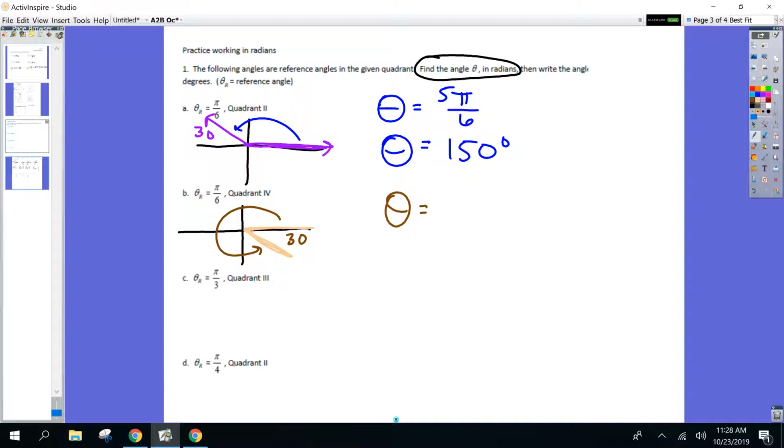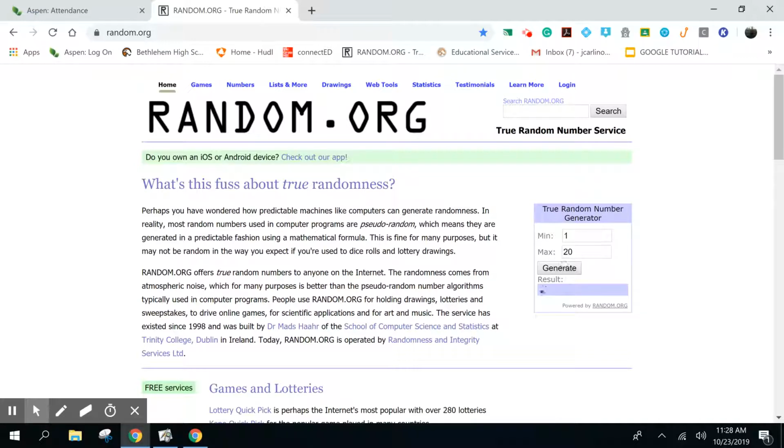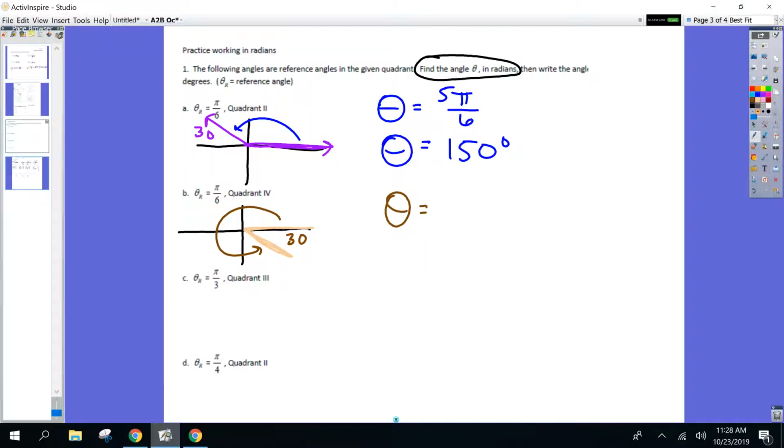Remember, you're in quadrant 4. So you have to at least give me an angle between 270 and 360. Have to. All right, because that's what quadrant 4 angles are, between 270 and 360. I know that's 30, so what do you got for me, Ben? What's that angle?